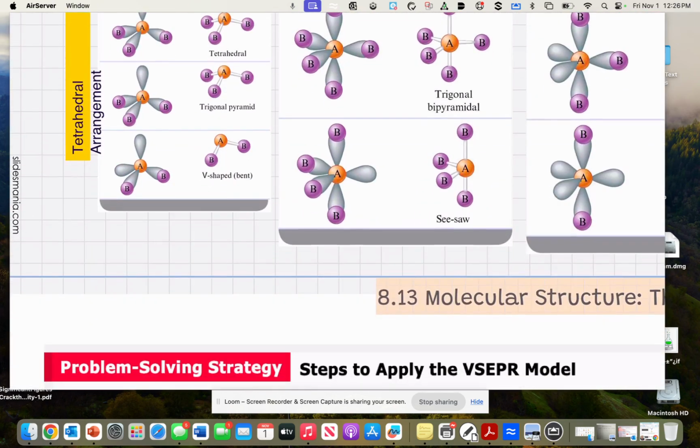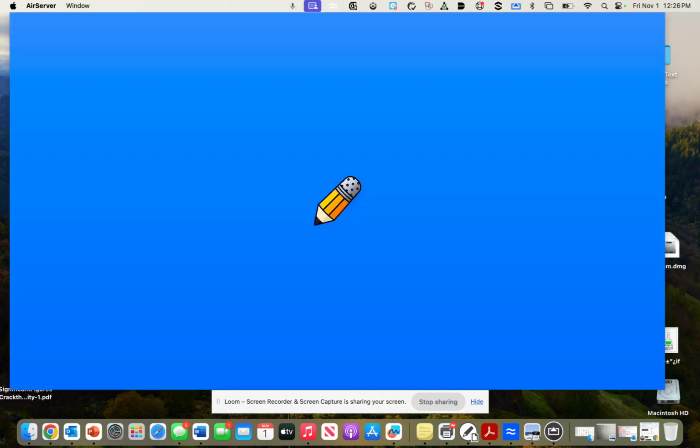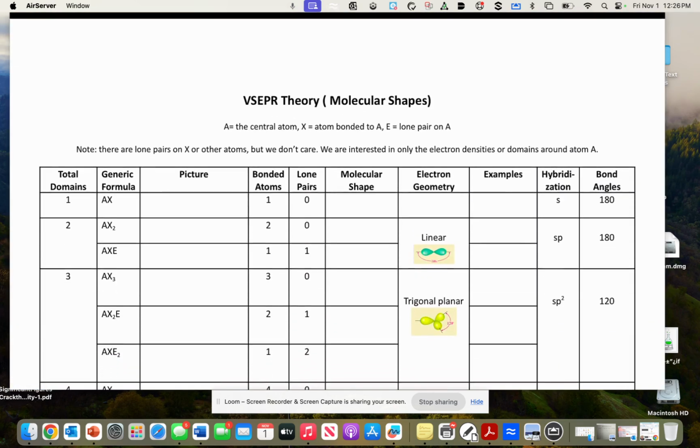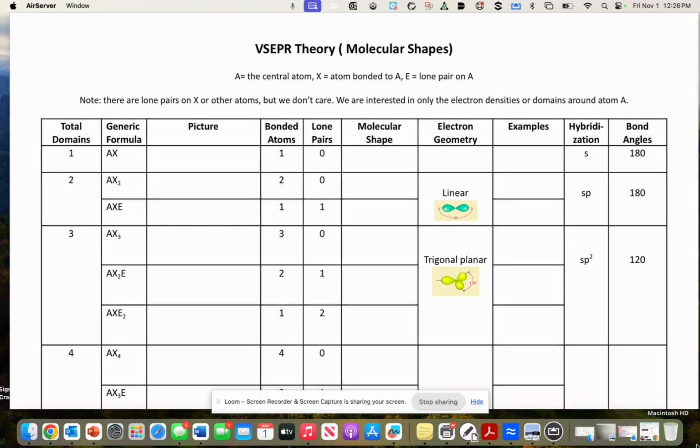So we are going to switch to a note packet right now. If you don't already have this, you'll want to grab it and print it out or pick it up from me. We'll start filling some of this out, and then I'm going to go between this and the PhET molecular structures simulation, in order for you to be able to visualize those.